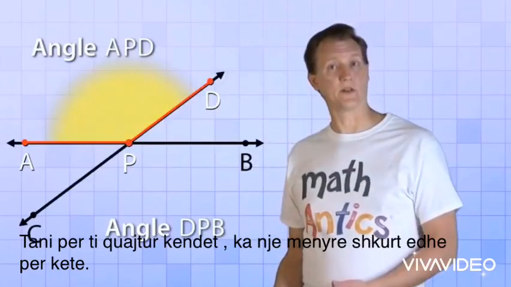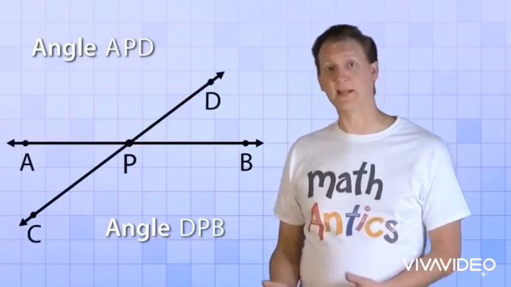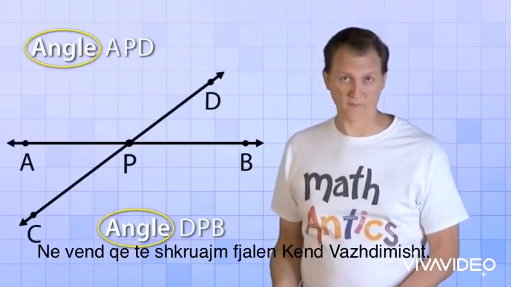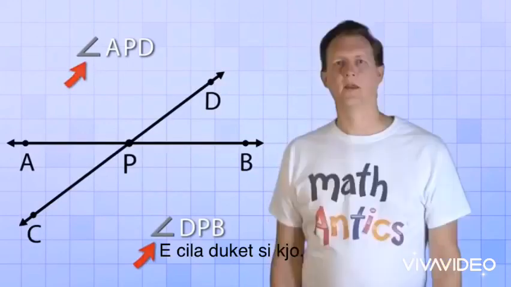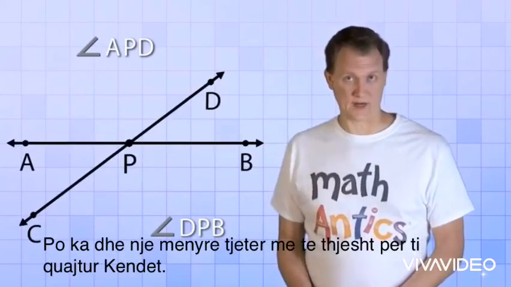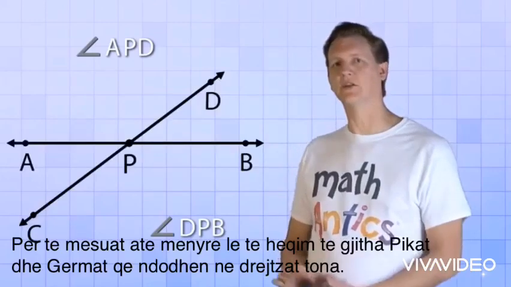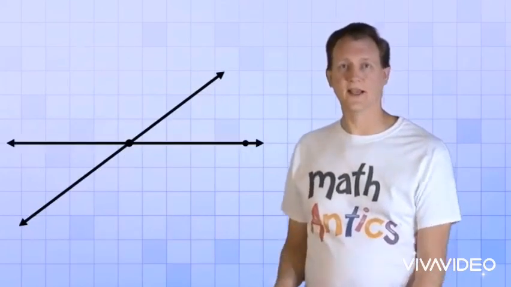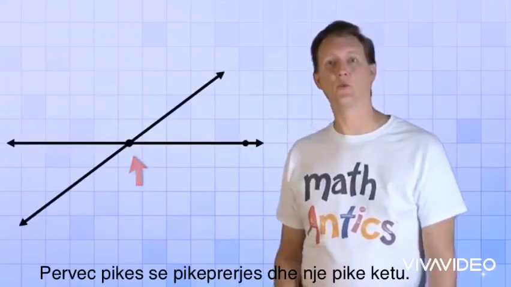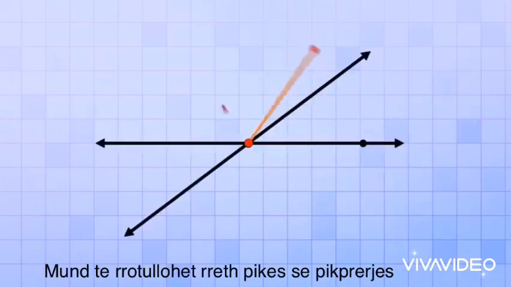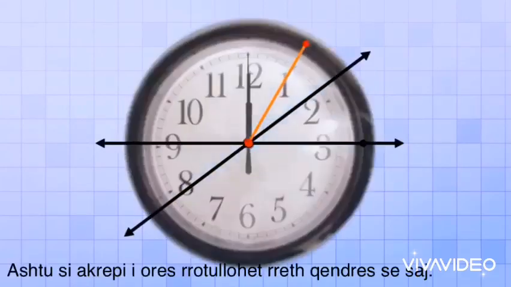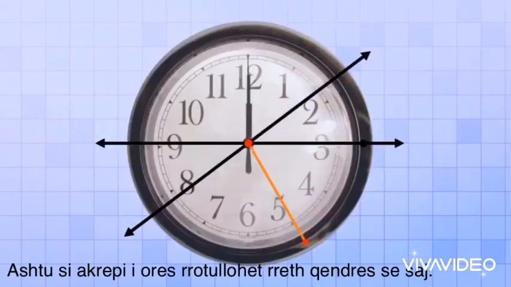Now when naming angles, there's a nice shorthand that we can use. Instead of writing the word angle over and over again, we can just use the angle symbol instead, which looks like this. But there's an even simpler way to name angles. To learn that way, let's erase all the points and letters on our lines except for the intersection point and this one point here. Now let's imagine that the line segment between these 2 points can rotate around the point of intersection just like a clock hand rotates around the center of a clock.